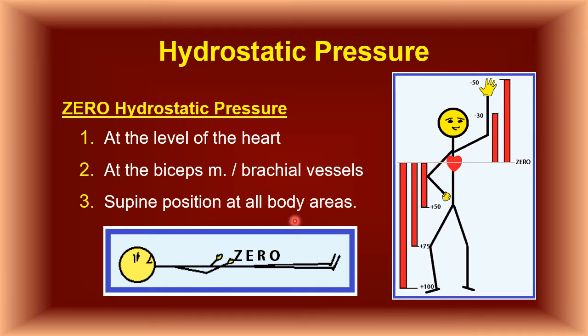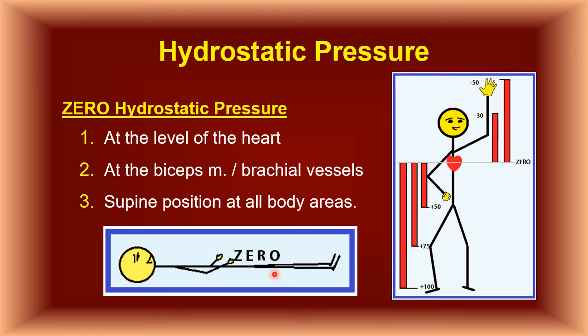What else? If you have a patient supine, all the points of the body, ankle, knees, waist, upper extremities, head, hands, every part of the body is having the same pressure, which is the same level of the heart. So all the body parts are having hydrostatic pressure zero. So we have zero hydrostatic pressure at the level of the heart, at the biceps muscle or the brachial vessels, and when your patient is supine.